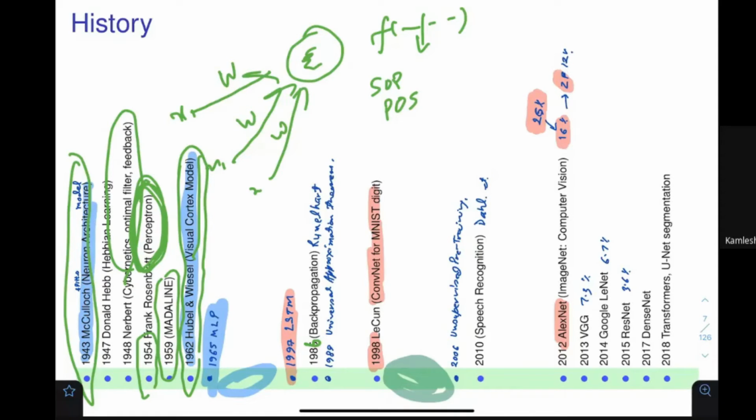The next year, the next network came, VGG, along the same line of deep learning. The VGG network further reduced the error from 12 to 7.3%. The next year, Google LeNet got 6.7%, and then Microsoft ResNet 3.6%. And after that, you can see in 2017 DenseNet, the transformers in 2018, and UNet. These kinds of architectures have come and done wonderful things in the computer vision domain.